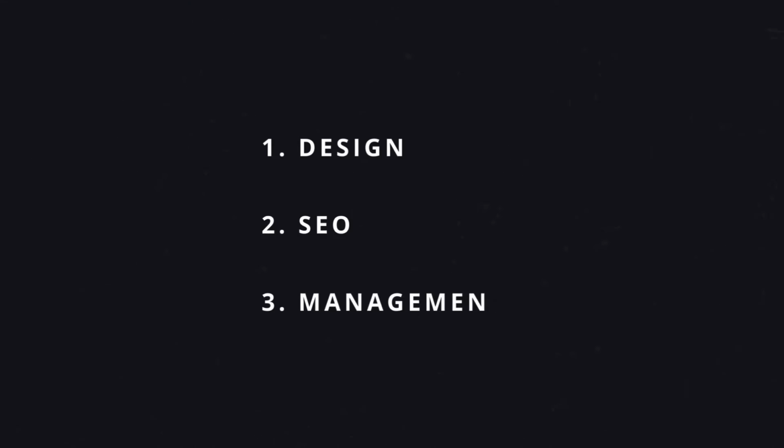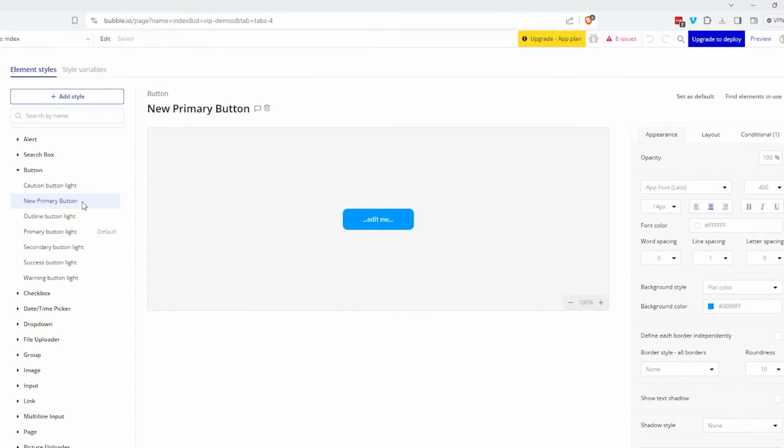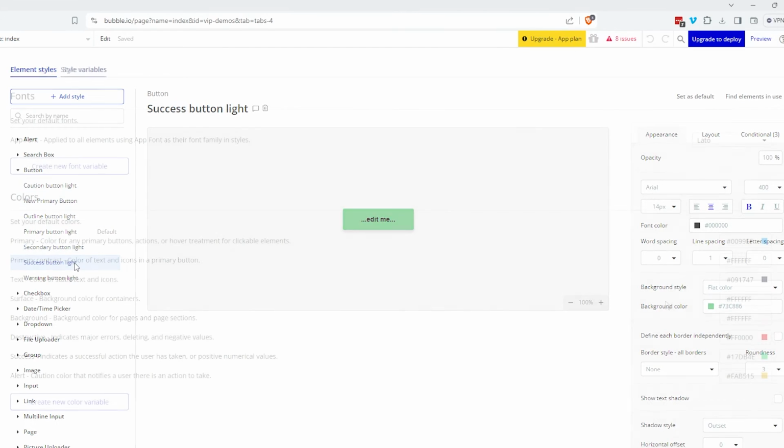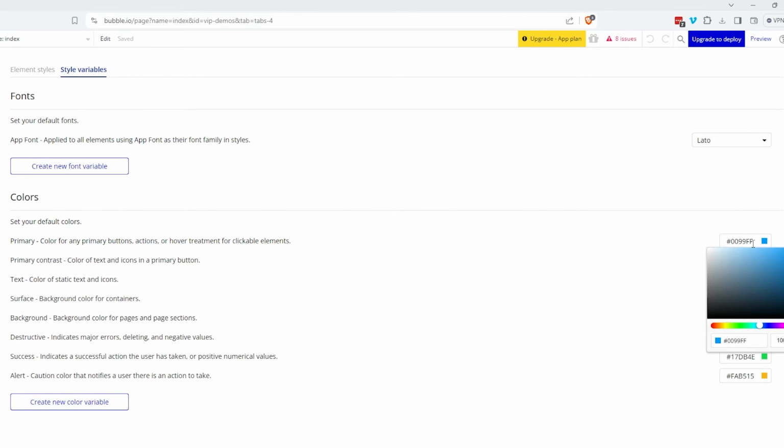So, which is the right pathway for you? Here are three things that you want to ultimately balance for your system: design, SEO, and management. With design, what's your comfort level? How comfortable are you with creating all of the layouts, the appearance properties, making things responsive, maybe making things consistent between the application pages and the marketing pages?